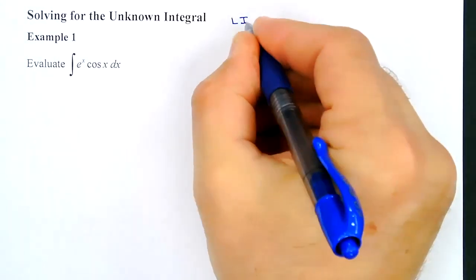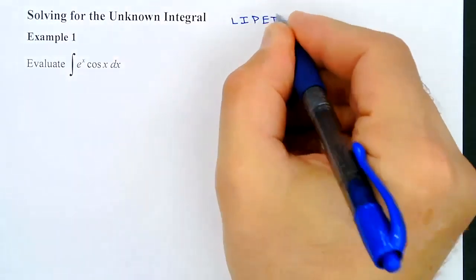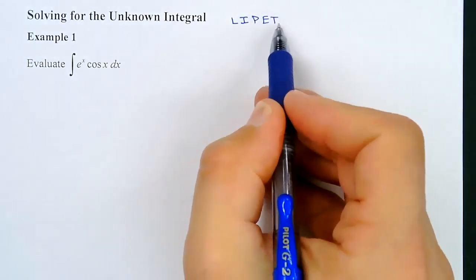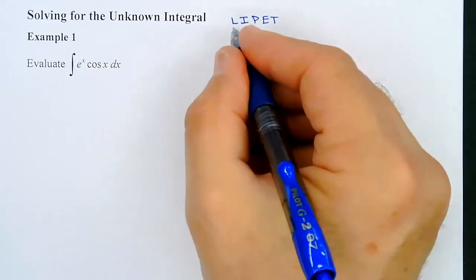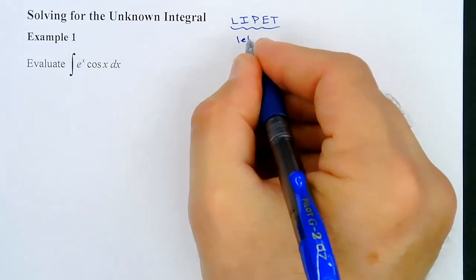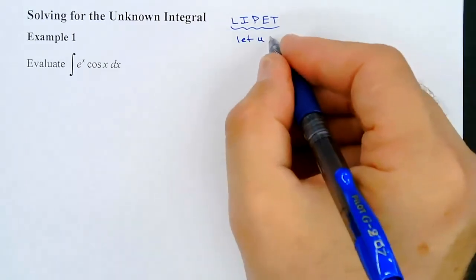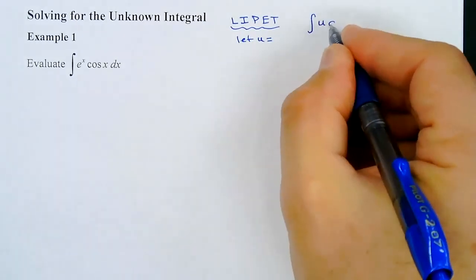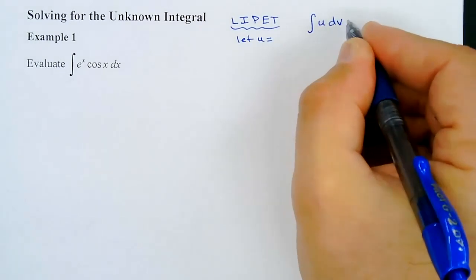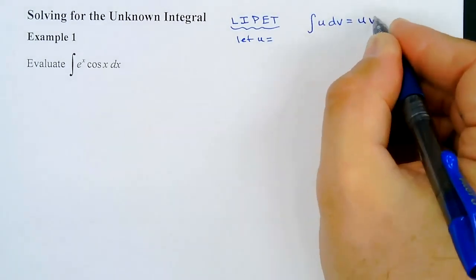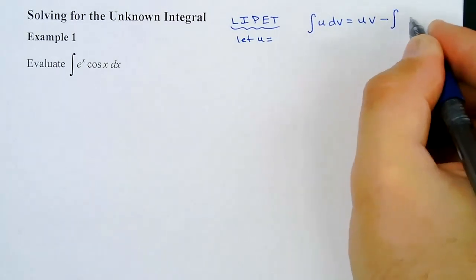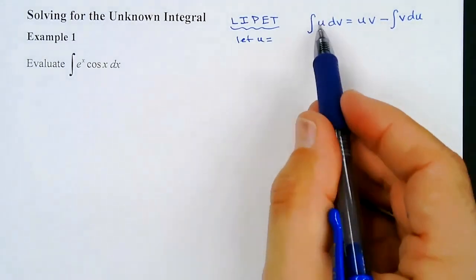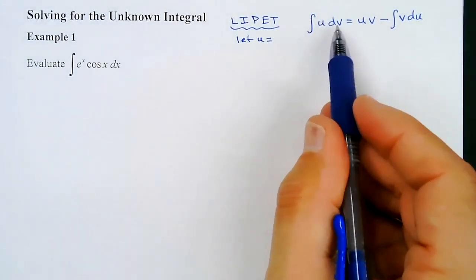Okay, it's LIPET. And LIPET stands for logarithms, inverse trig functions, then polynomials, then look for exponentials, and then look for trig functions, okay? And this is what we let u equal. And then the formula for integration by parts is: the integral of u dv is equal to uv minus the integral of v du. So our u and dv are going to be the two things that we're multiplying together.